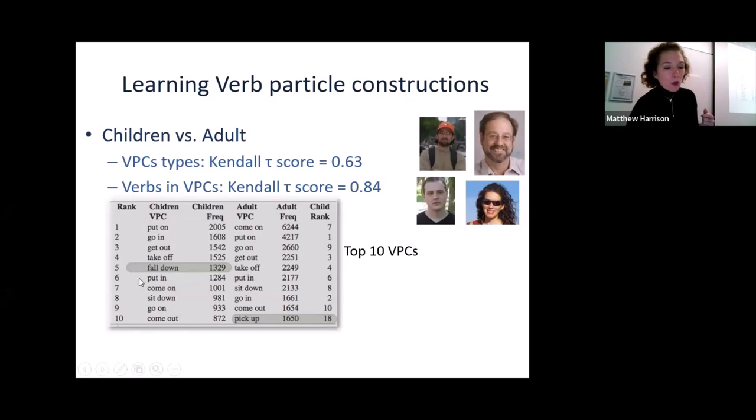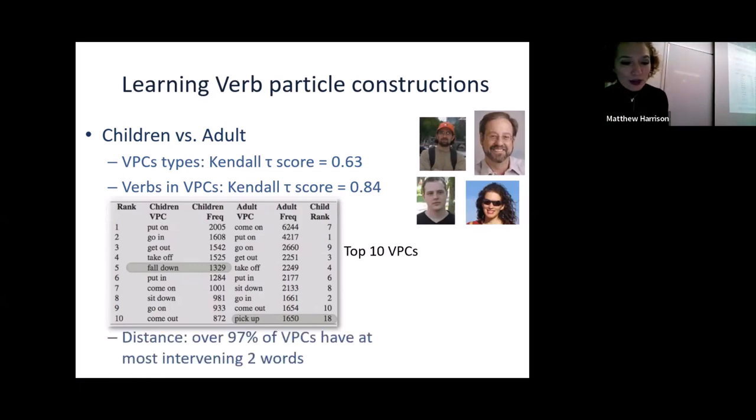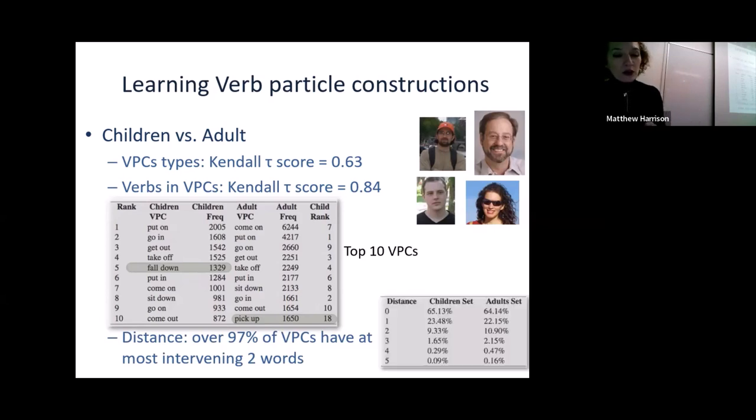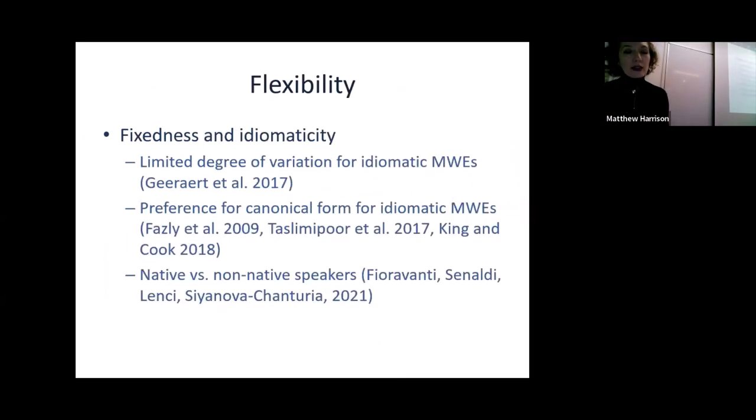The most salient difference was that children seem to use a lot of fall down, and adults were using a lot of pick up, but this is probably for understandable reasons. And we also found that there was great agreement: if the verb particle construction was used in a given way by the adults, the children were also using it in the same way. Even though there could be intervening material between the verb and the particle, most of them were quite adjacent.